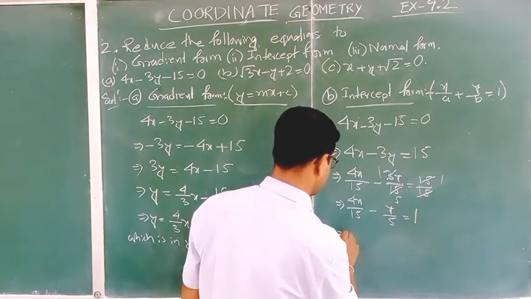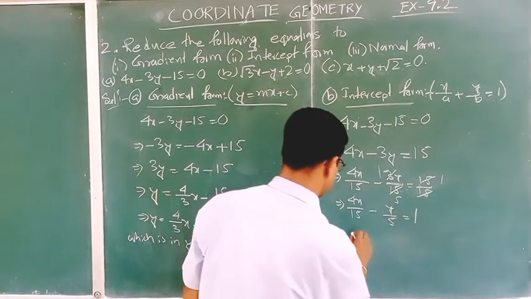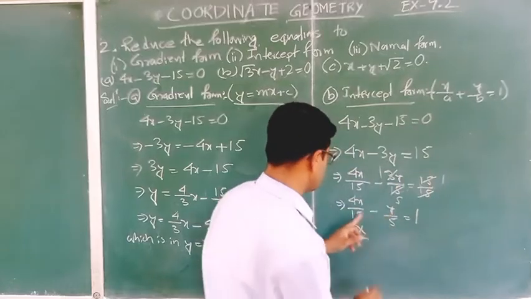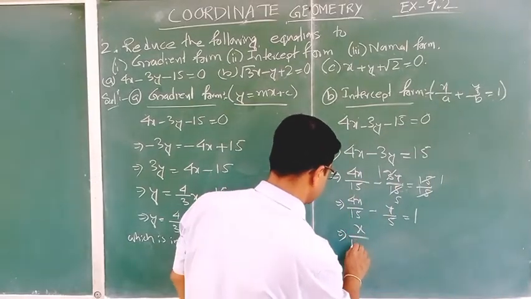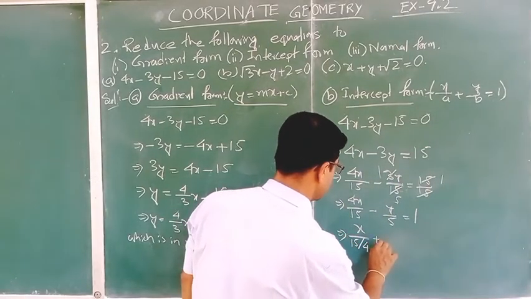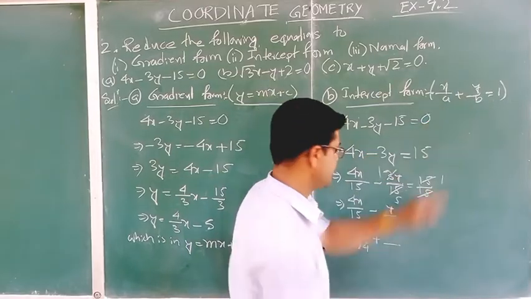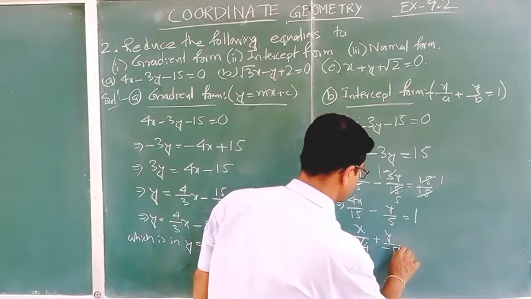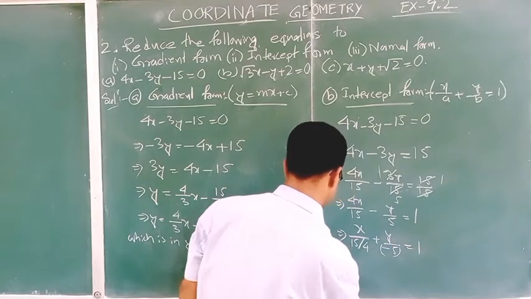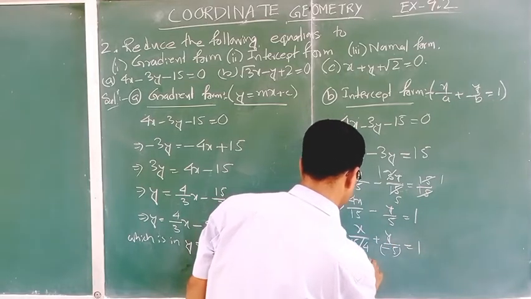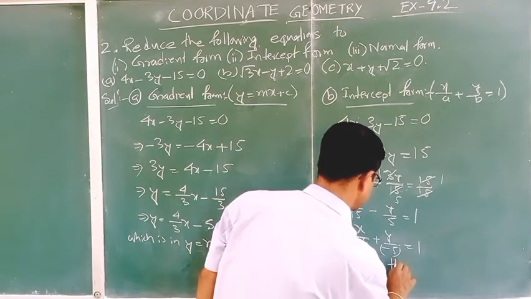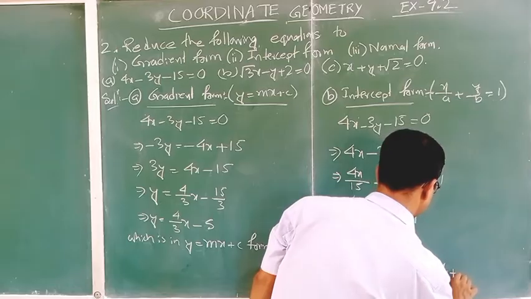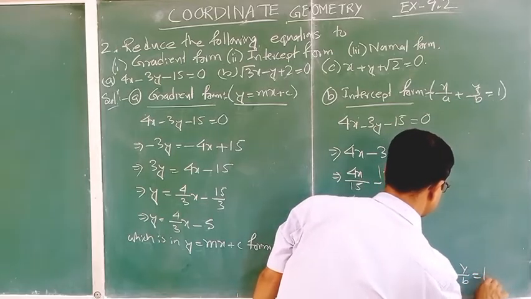Right. Correct. We have to write in this form, x by something. x by this 4, let us bring it here. So it will be 15 by 4, plus y divided by this minus 5, is equal to 1, which is in the form x by a plus y by b is equal to 1.